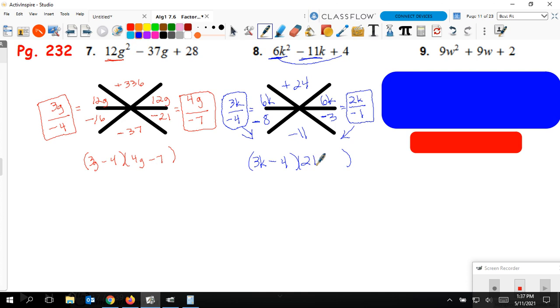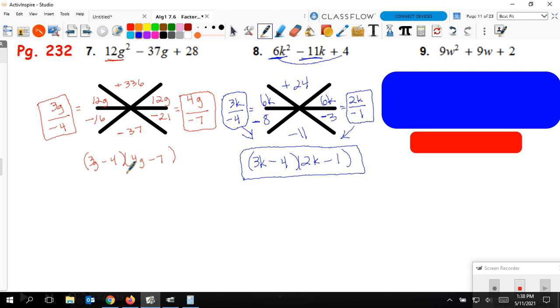How could you make sure that you're correct? You can always check this by multiplying these two to get back to your original trinomial right up here. If you multiply your first terms, that should give you 6k squared. Outside is a negative 3k, inside is negative 8k. That would combine to give you the negative 11k. And the last one is multiply negative 4 times negative 1 to get positive 4. So you know you're correct when you can just FOIL this and you get back to your answer. So that was our answer here on number 8.